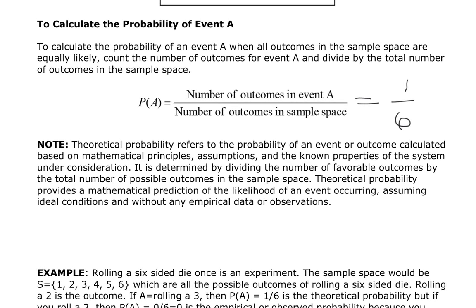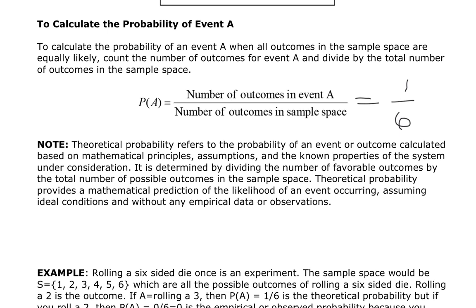Now there are 2 different things that we need to talk about, which is theoretical probability, and that's this. This is theoretical probability, and that's based on the mathematical principles and assumptions and known properties of the system that we are looking at. So in other words, rolling the die. It's determined by dividing the number of favorable outcomes by the total number of possible outcomes, which is this. Theoretical probability is the prediction or the likelihood of an event occurring, assuming ideal conditions, in other words, fair, without any empirical data or observation.